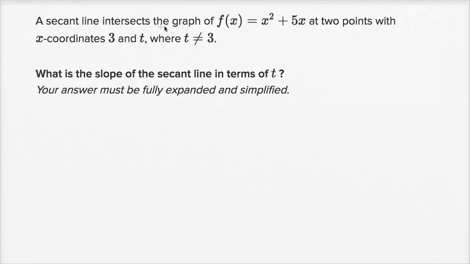A secant line intersects the graph of f of x equals x squared plus 5x at 2 points with x coordinates 3 and t, where t does not equal 3. What is the slope of the secant line in terms of t? Your answer must be fully expanded and simplified.